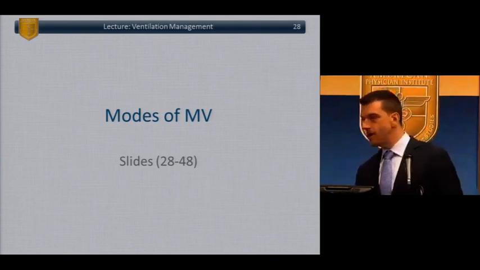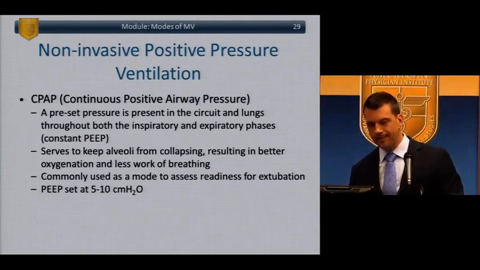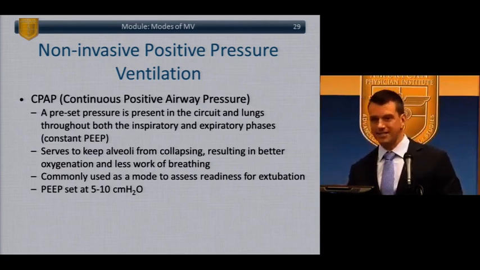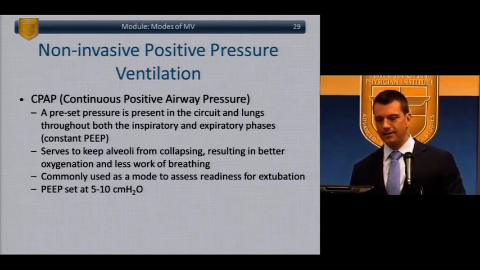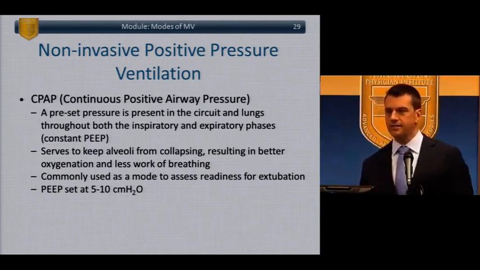So looking at some of the modes of mechanical ventilation, the first of these is continuous positive airway pressure. These are sort of like the machines that people use at home for sleep apnea. And this basically puts a preset pressure into the circuit at all times. So you might just say, I want a pressure of 5 millimeters mercury. This stents the lungs open, but it doesn't change. It's just you have that pressure.